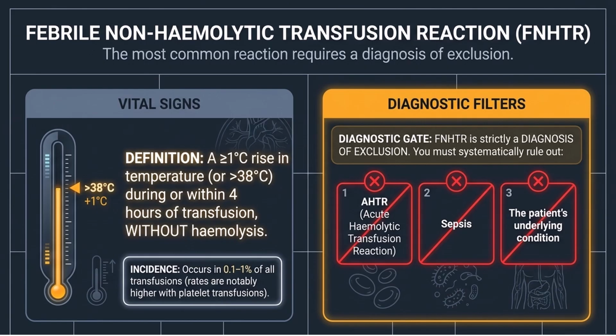Then sepsis. Bacterial contamination of the blood product can cause an identical fever. Check for rigors, hypotension, and very high fever of more than 39 degrees Celsius. Cultures from the patient and the blood bag need to be sent. And then third is the patient's underlying condition. For example, if a patient has lymphoma, there may be a natural febrile condition in that patient. So always check the pre-transfusion temperature baseline.